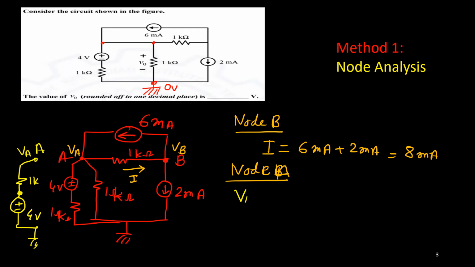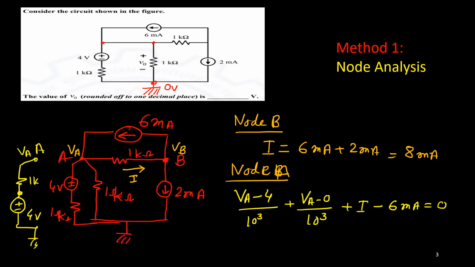So VA minus 4 upon 1K, that is 10 to the power 3, plus the current through this branch, which is VA minus 0 by 1K, so VA minus 0 by 10 to the power 3. And that is the current leaving, I, plus I, and the incoming is minus 6 milliampere, and that is equal to 0.